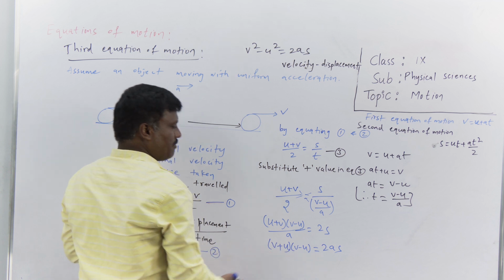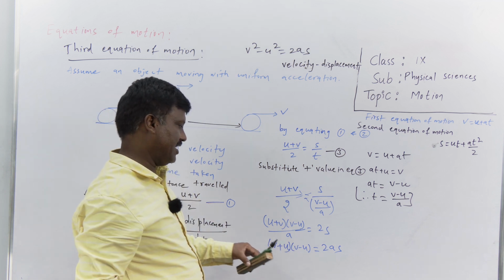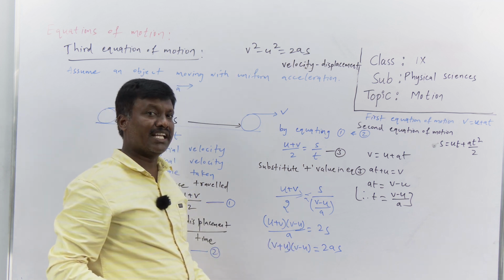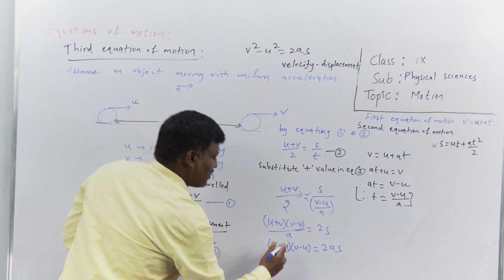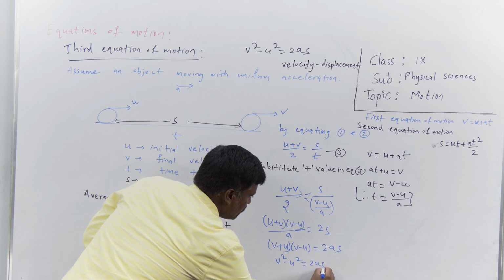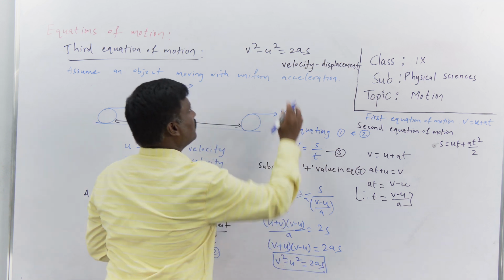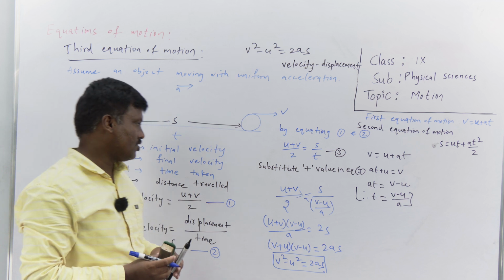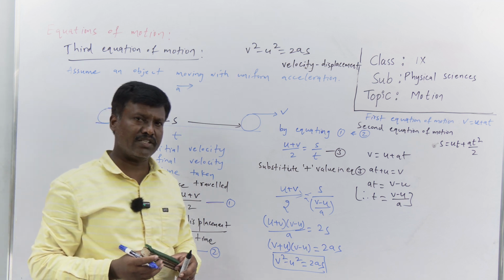This is, as we know in mathematics, one of the important identities: (a plus b) into (a minus b) is equal to a square minus b square. Using that, we can write this as v square minus u square is equal to 2as. So this gives you the third equation of motion. So this is the derivation part of the three equations of motion.